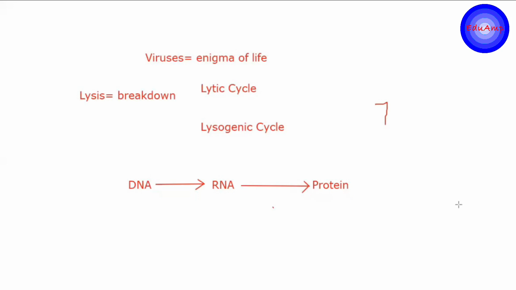Some of the viruses have RNA as the genetic material. Some of the viruses have DNA as the genetic material. The viruses which have DNA as the genetic material are called DNA viruses. And the viruses which have RNA as the genetic material are called RNA viruses.